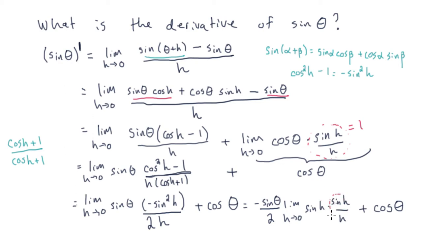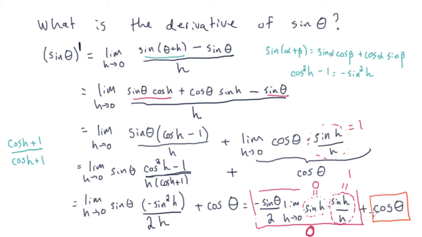Because as h goes to 0, we know what happens to this. This goes to 1. But as h goes to 0, what happens to sine h? This is going to 0. So actually this entire term is going to 0. But then what are we left with? Just this factor of cosine theta. So the derivative of sine theta is cosine theta.